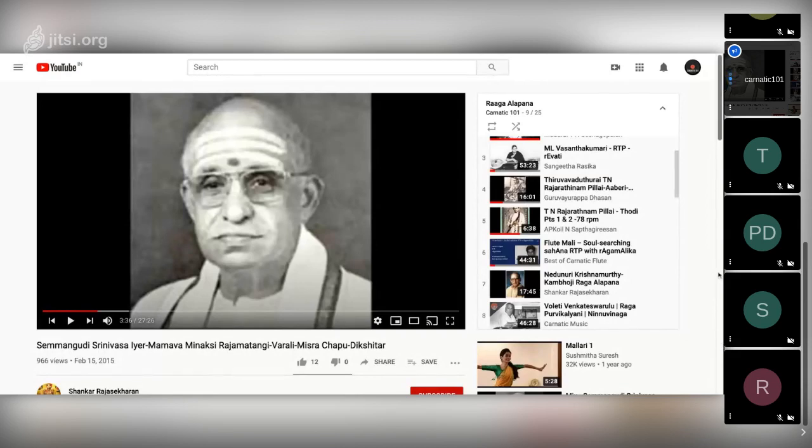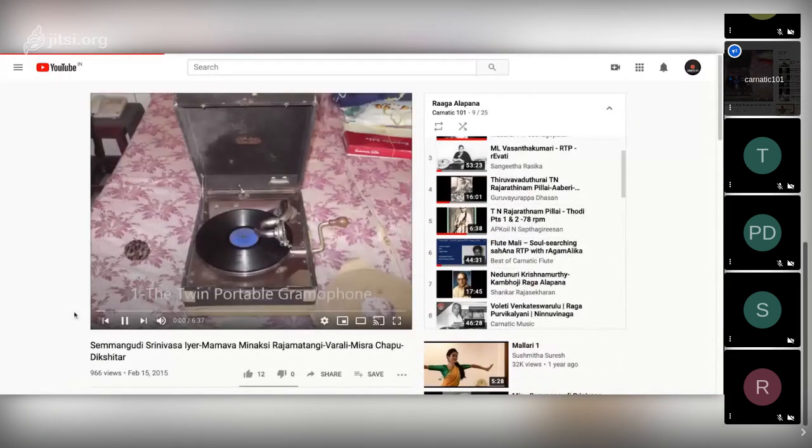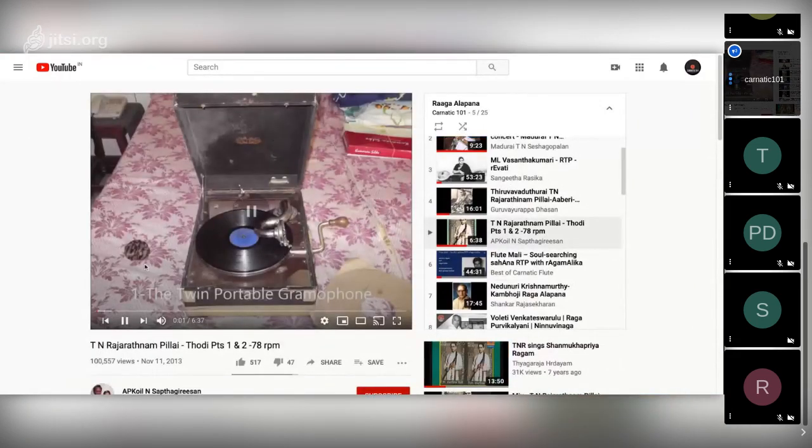So what we'll do is we'll listen quickly to two todis that are there in this recording. Notice how he plays two very different todis, Rajaratnam Pillai, again a raga which is known to us. I'll play till a bit of the second todi, so this will be about four and a half minutes.